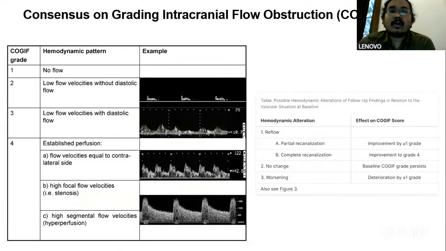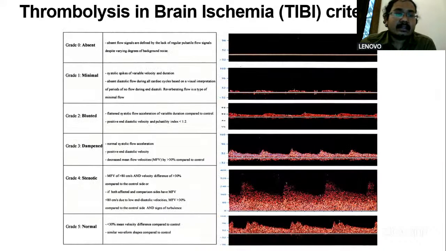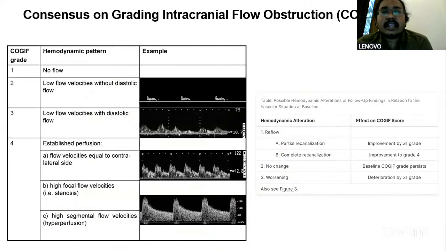Now they had some issues with the TIBI criteria where grade 1 and grade 2 are kind of indistinguishable. So then the society developed another score, called the COGIF score, Consensus on Grading Intracranial Flow Obstruction. This is usually done with TCCD, transcranial color-coded duplex sonography. In this, we have 4 grades, and they have defined what is partial recanalization, complete recanalization, no change, and worsening. So after a baseline, if it improves more than 1 grade, it is partial recanalization.